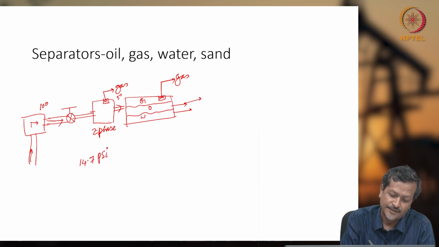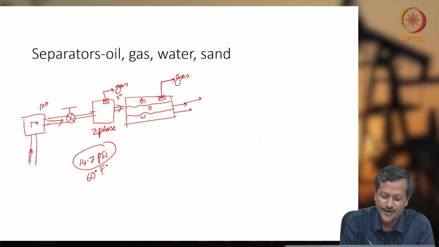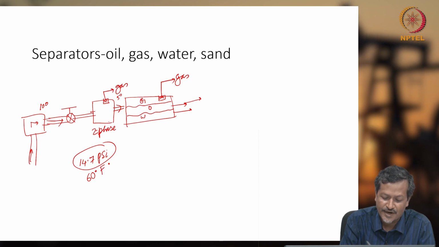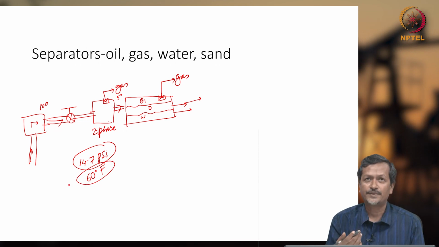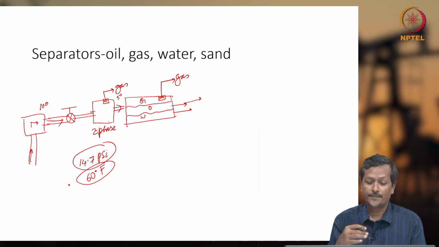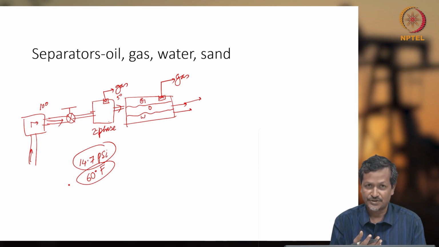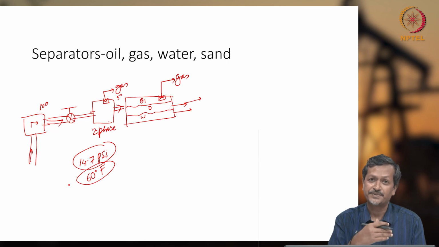14.7 psi they call the standard pressure, and 60 degree Fahrenheit the standard temperature. Okay. So, the oil and gas industry assumes this is the standard condition or surface condition. All the parameters will be measured based on surface condition, and if they specify something other than the surface condition, they will say that it is reservoir condition or a certain pressure and temperature.